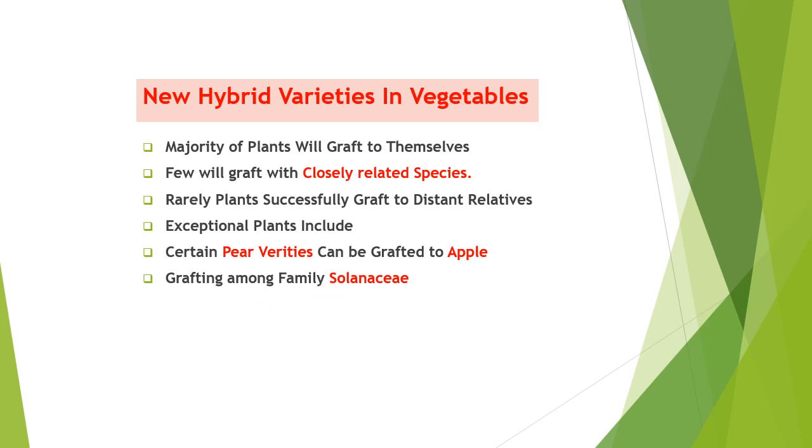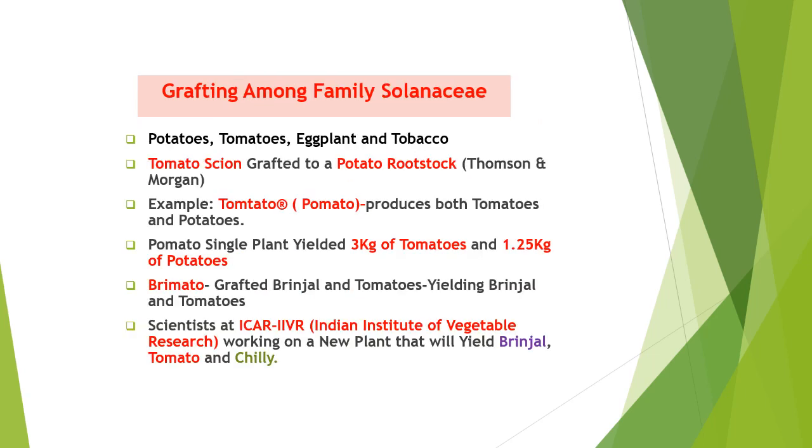family Solanaceae. It's out of my curiosity I have kept it here. Grafting among family Solanaceae, which includes potato, tomatoes, eggplant, and tobacco. Now you see a tomato scion grafted to a potato rootstock, Thompson and Morgan. An example is tomato or pomato. It produces both tomatoes and potatoes.